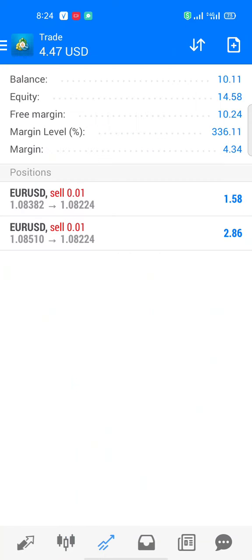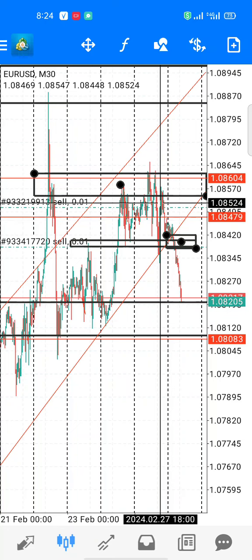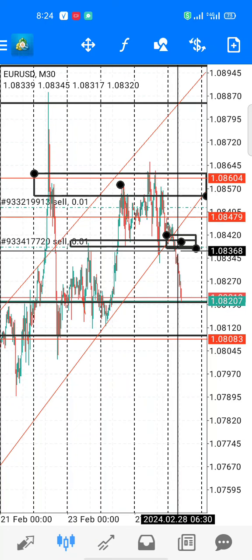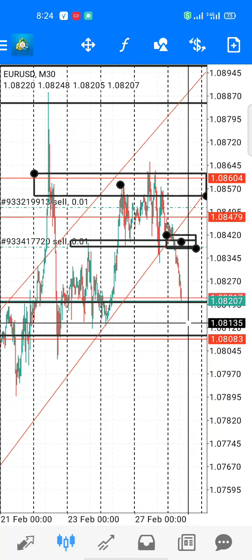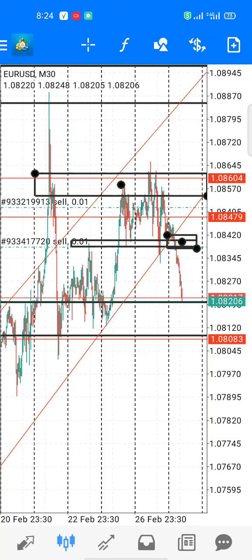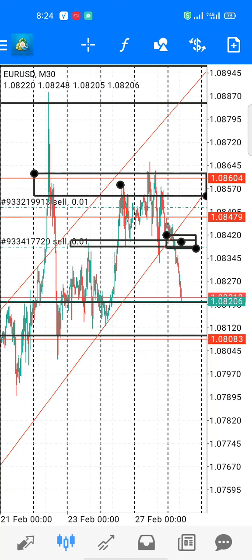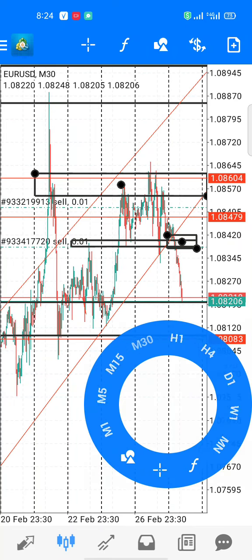So if you watch here, I took a sell. I took the first sell. The first sell was the one I took here, and the second sell was the one I took when the market broke from this zone. So when the market broke from here, I took the second sell, and I will take the third sell. I'll take this third sell when the market breaks from this zone.